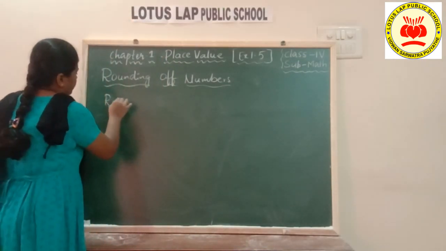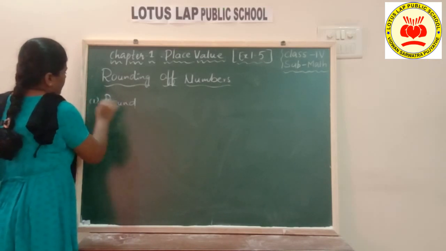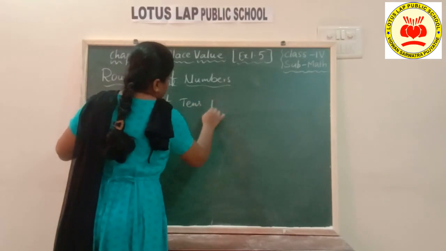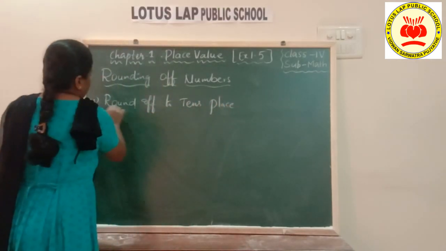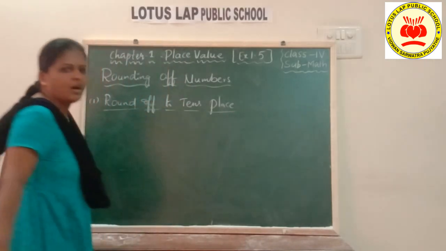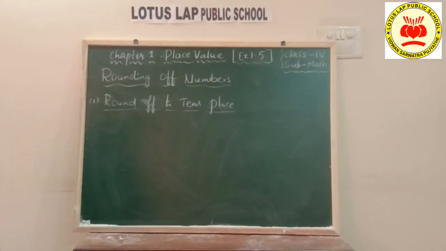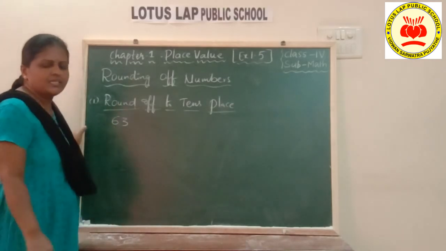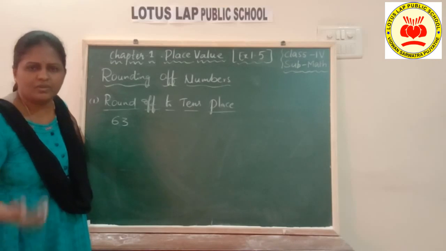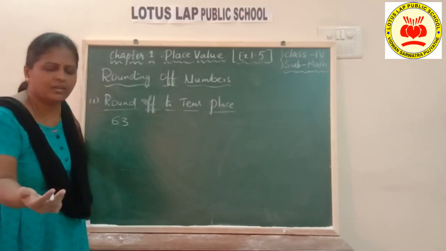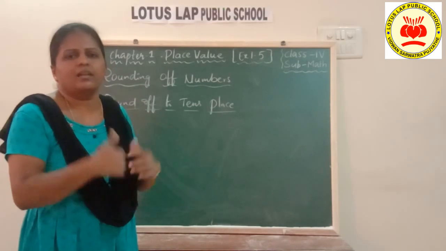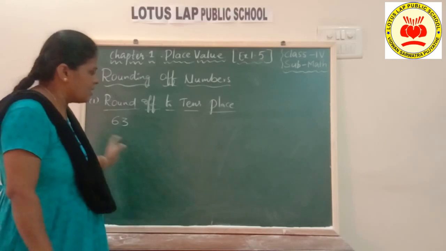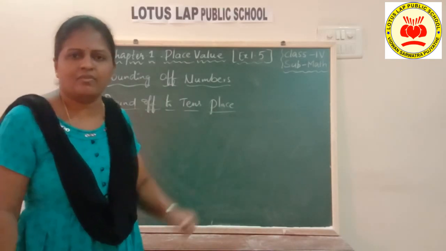Now let us see first how to round off the given number to tens place, children. Let me take one example and show you how to round off the numbers, children. So first example, 63. 63 is the number. I want to round off it to tens place, children. How do I do that? The number line method is given for you in rounding of the numbers. Number line method means a line consisting of numbers.